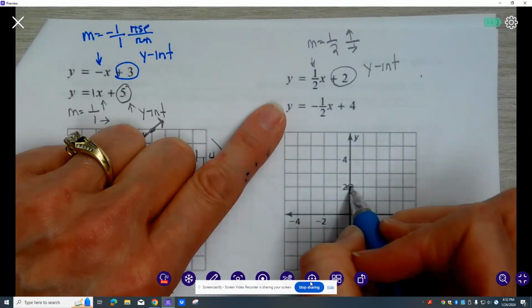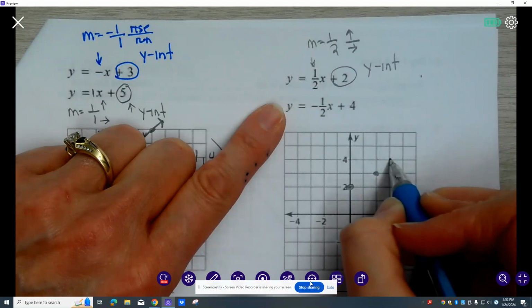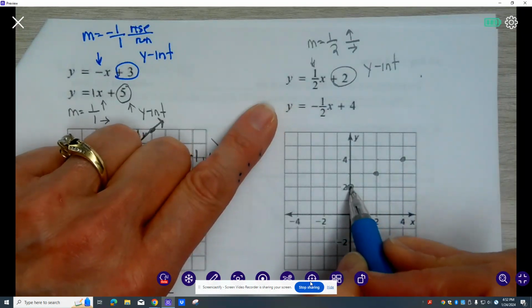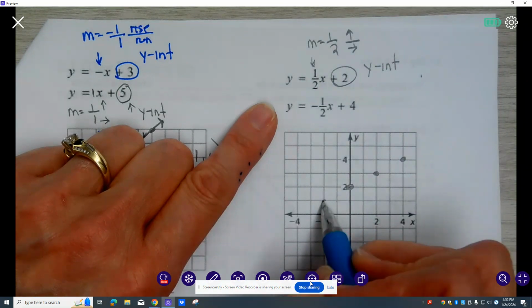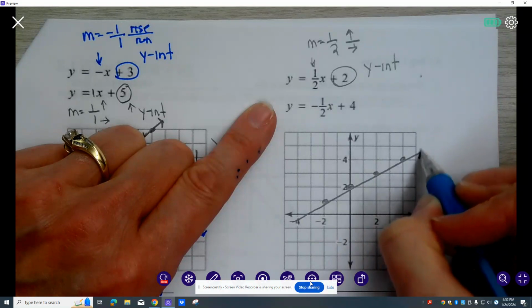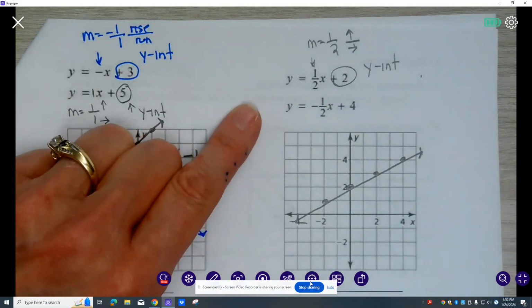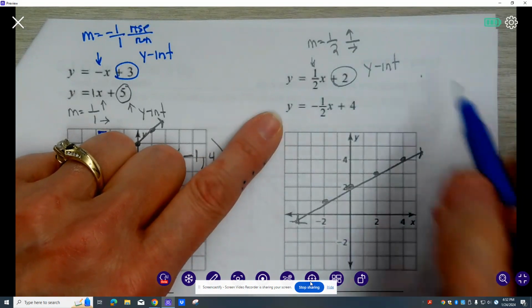From that point, rise 1, run 2. Do a few points. Do it again. Rise 1, run 2. I'm going to do the opposite. Down and to the left. Okay, hopefully that's enough points. Draw a very straight line. No messy lines here, or you won't be able to find that point where they intersect.